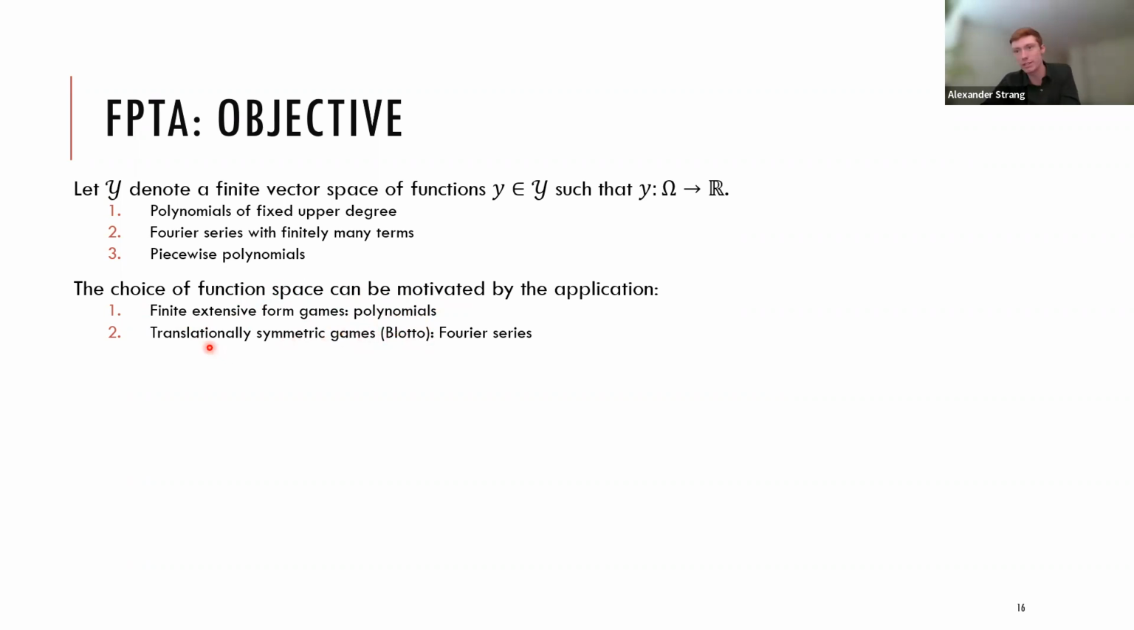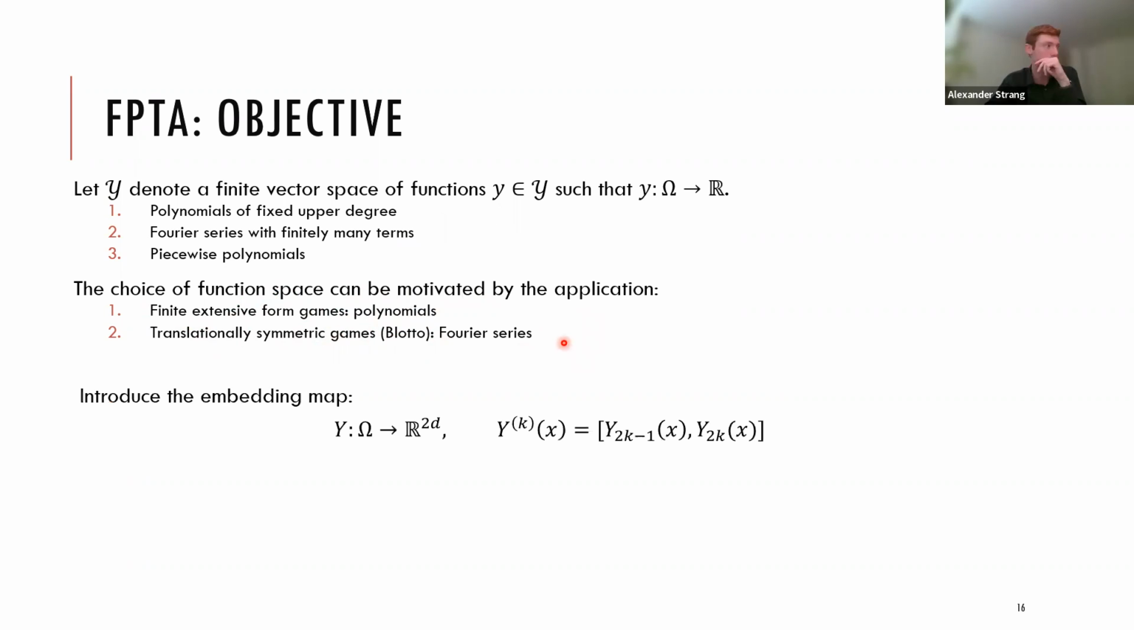Blotto is an example of a translationally symmetric game. So if you know certain symmetries of the game, that can be useful. And if the game is symmetric, then actually the relevant family of functions you should be looking at are things built out of Fourier series.